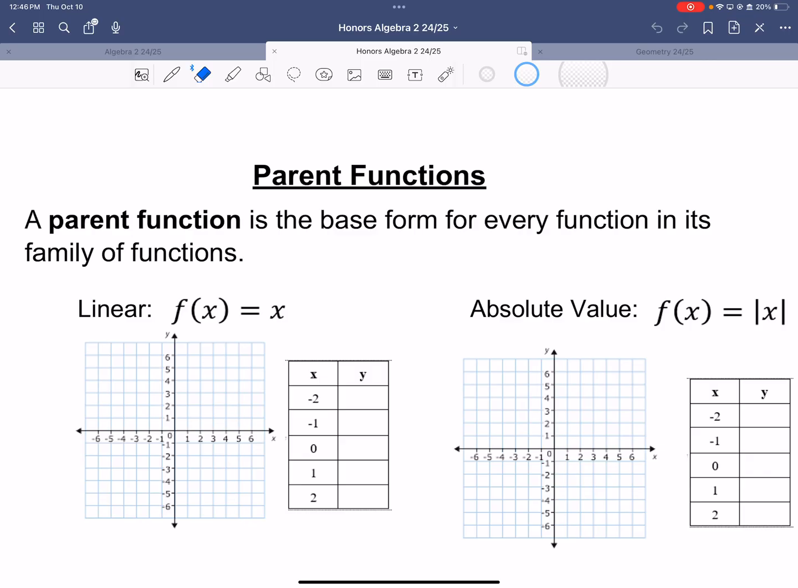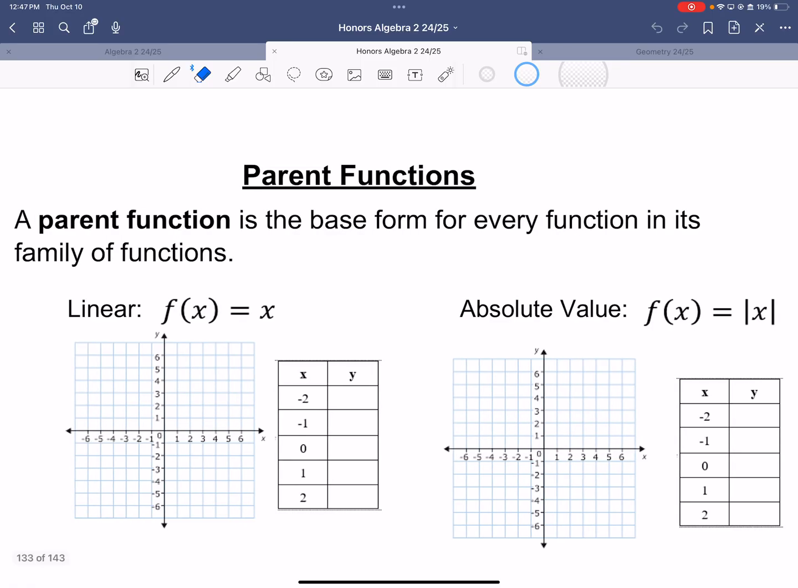But this is just the baseline. Nothing added to it, nothing multiplied to it, nothing subtracted from it, nothing divided by. Parent functions are just the basics of that particular function. So a linear function, you've dealt with linear functions a lot. A linear function is something that's in the form f of x is equal to x. And again, you can add things to it, you can multiply things to it, but it is just a certain graph, the same thing with the absolute value. f of x is equal to the absolute value of x. That's an absolute value graph. So what those 2 graphs look like.